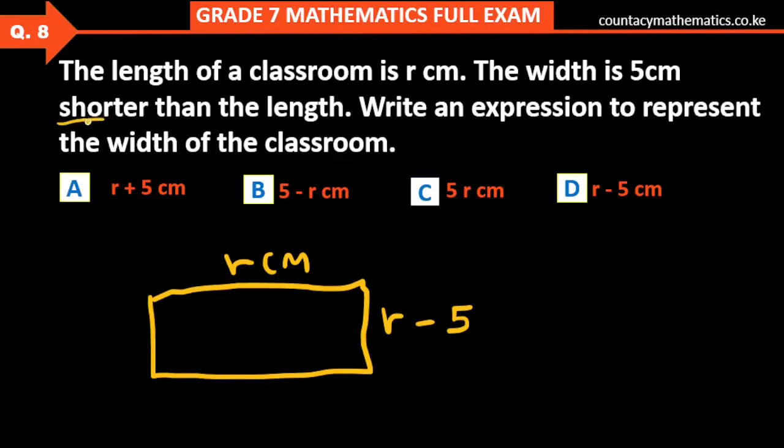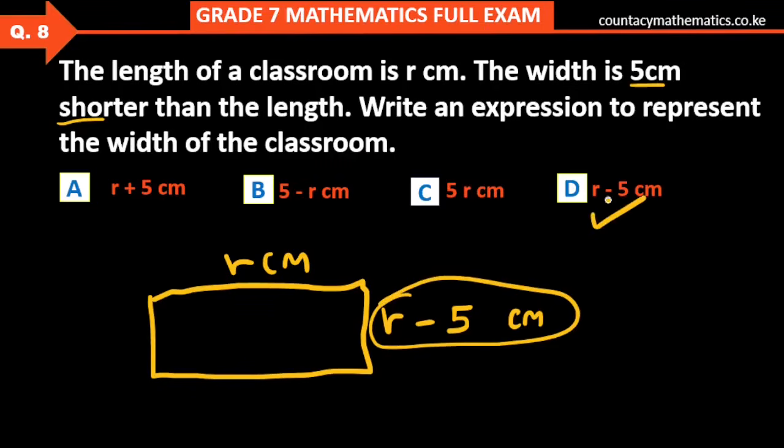Shorter implies that it is that figure that we've been given minus what follows after that. So we are told that the width is 5 centimeters shorter. Therefore, it is less than the length by 5 centimeters. Let's go ahead and see what the question is telling us to find. We are told, write an expression to represent the width of the classroom. And actually, I see that we already got that. r minus 5, do we have such a case? Yes, we have it right there, and that is the required solution.